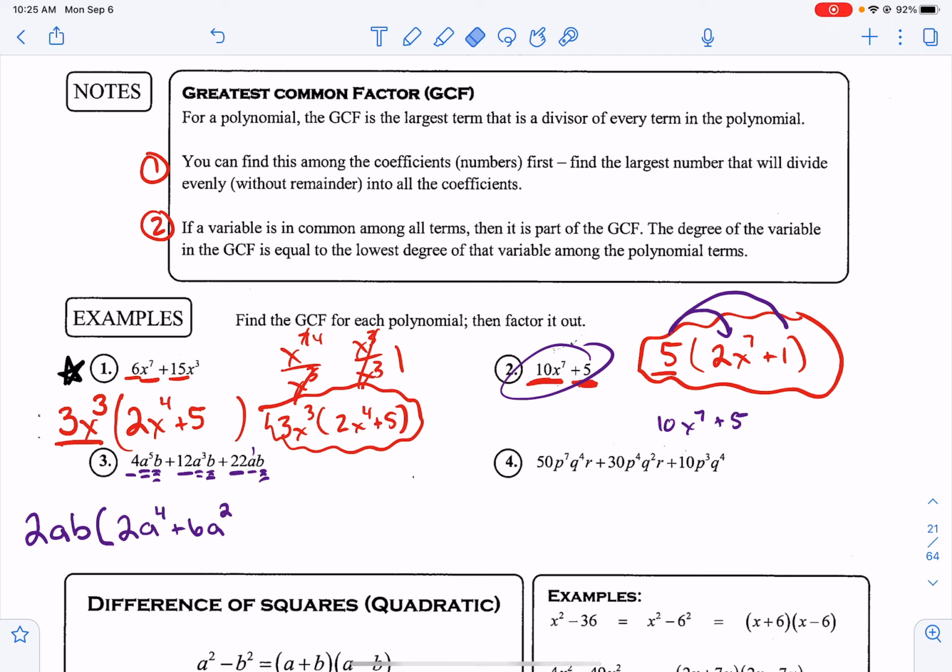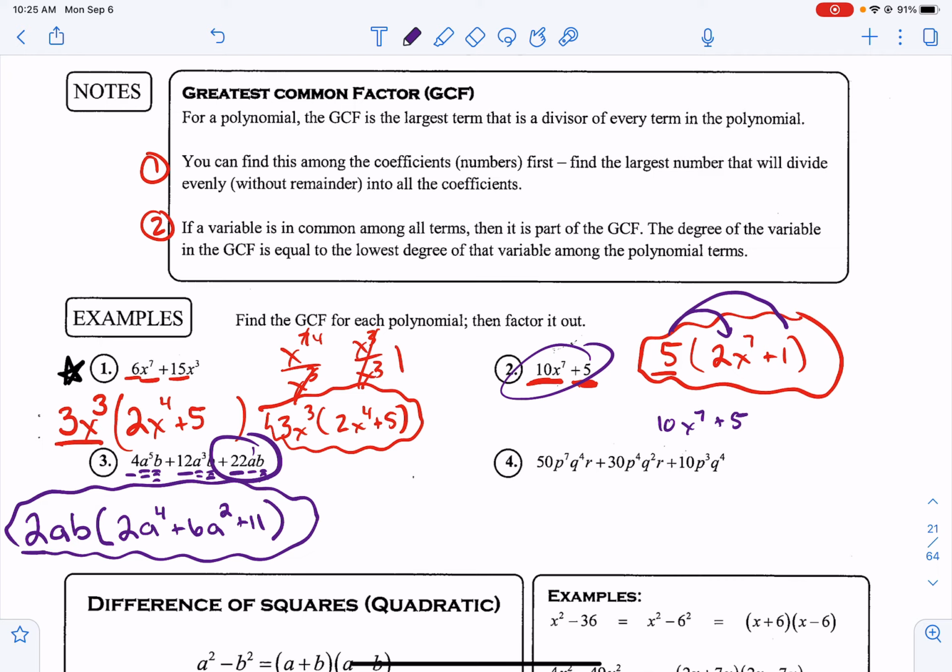So then let's look at the last term. 22ab. 22 divided by 2 is 11. A divided by a is gone. B divided by b is gone. So my answer is just 11 for that part. So this would be my final answer when I factor out my greatest common factor. If you want to double check your work, go ahead and distribute the 2ab and see if you get back to where you started, okay?